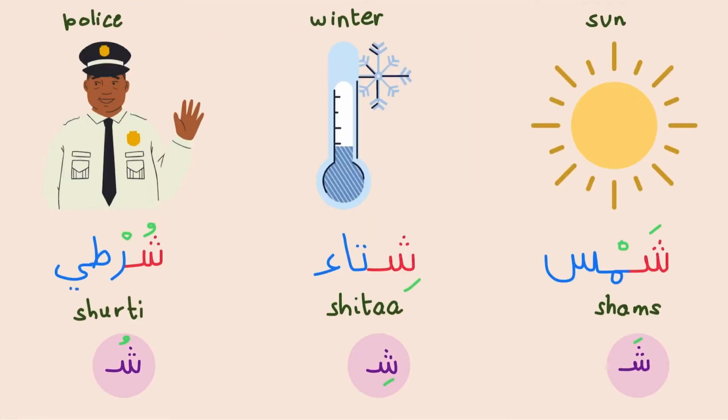Let's see some words with the short sound. Shams. Shita. Shurti. Shams, Sheen with Fathah. Shams means sun. Shita, Sheen with Kasra. Shita means winter. Shurti with the Sheen Dammah, and Shurti means policeman.